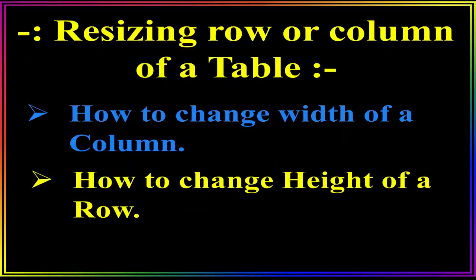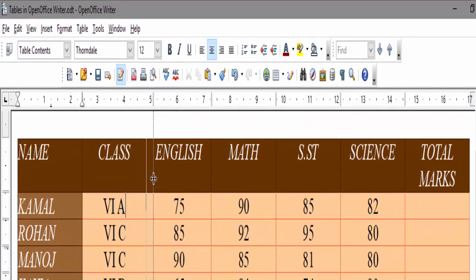When we insert a new table in OpenOffice Writer, you will get all the columns of equal width and all the rows of equal height. But sometimes, to adjust the data in the cells, you need to change their width and height. So let's see how to change the width of the column.